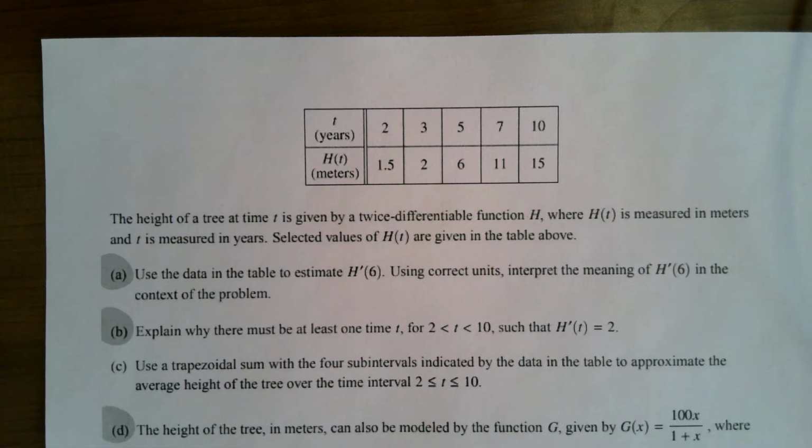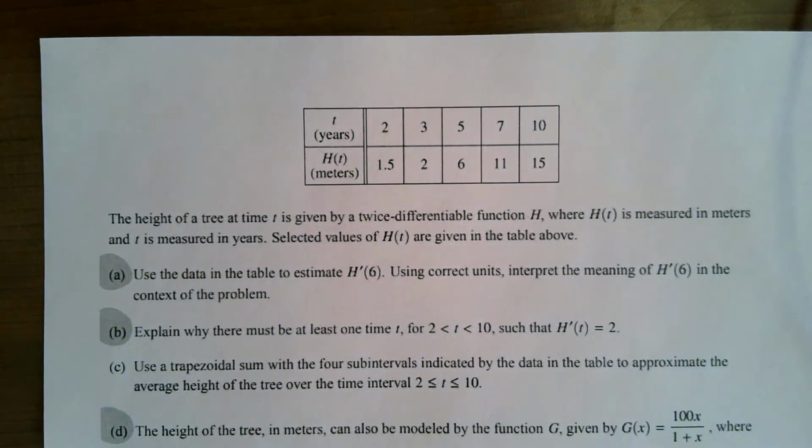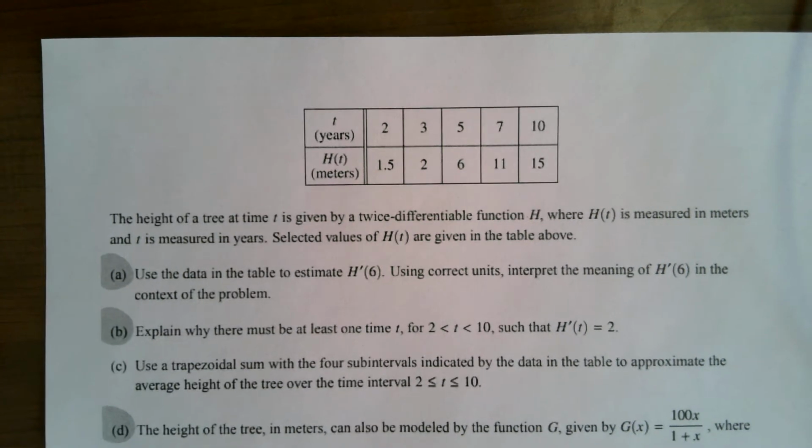Okay, hi guys. So I'm going to do this problem. The height of a tree at time t is given by a twice differentiable function h, where h of t is measured in meters and t is measured in years. Selected values of h of t are given in the table above.